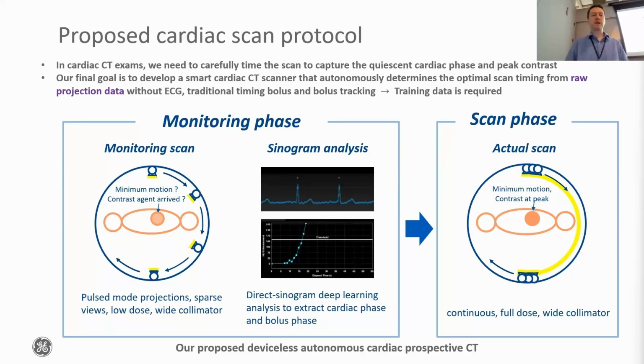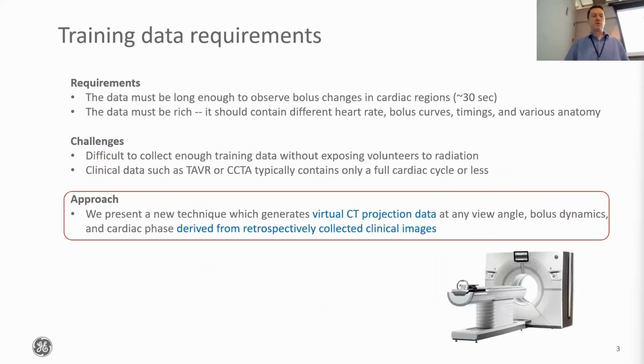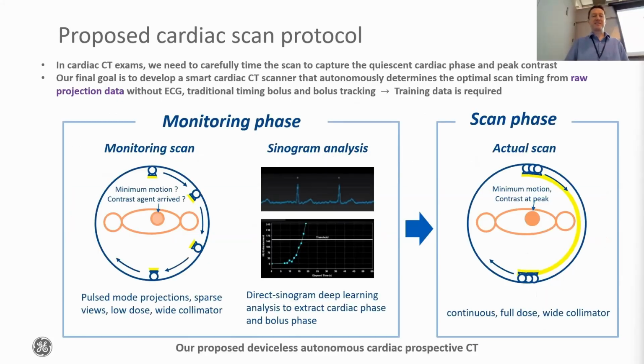So before the actual scan, we would acquire one or two or a few projection views per rotation. And from that stream of projection views, we would continuously update our estimate of the contrast level as well as the EKG signal. And then when we get to the right time, we would take the scan. I forgot to mention that this is done using deep learning.